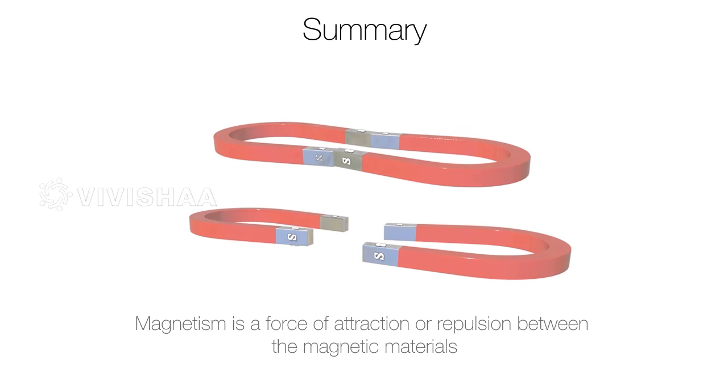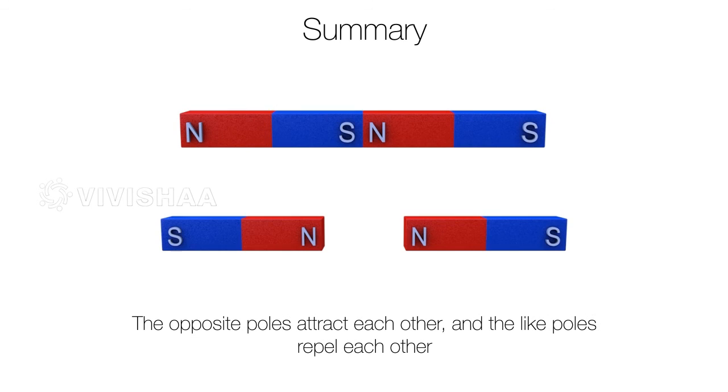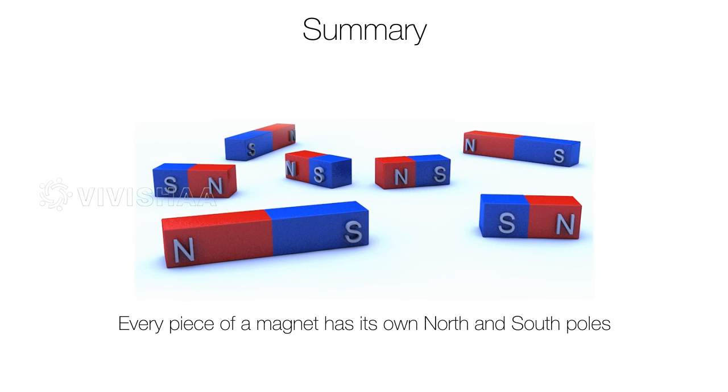Summary: magnetism is a force of attraction or repulsion between the magnetic materials. Every magnet has two ends, or poles, north and south. The opposite poles attract each other, and the like poles repel each other. Every piece of a magnet has its own north and south poles.